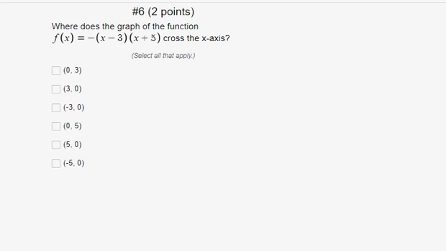Where does this graph cross the x-axis? So crossing the x-axis, that is our x-intercepts. We are in factored form. Again, reviewing our notes daily really helps. Our factors, where we cross the x-axis, we're going to have these same numbers.